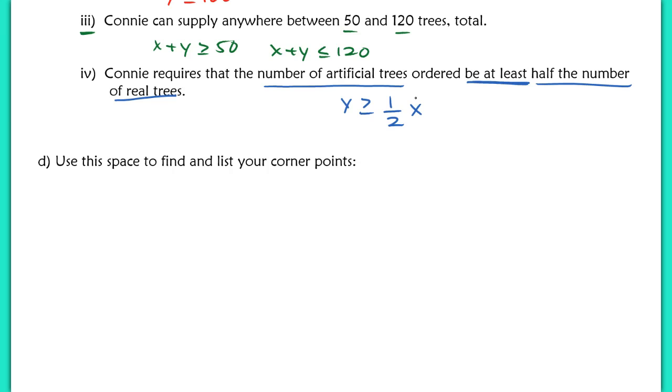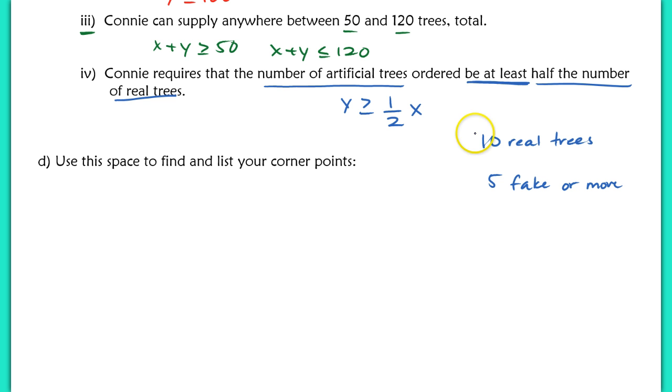Now, let's say you're not really certain about this. What I would do is just start thinking about a real world number. Let's say you had 10 real trees. If I had 10 real trees, Connie wants the number of artificial trees to be at least half this amount. So that means she wants it to be 5 fake ones, artificial, or more. Meaning, she could have 6, 7, 8, 9, but it has to be at least half.